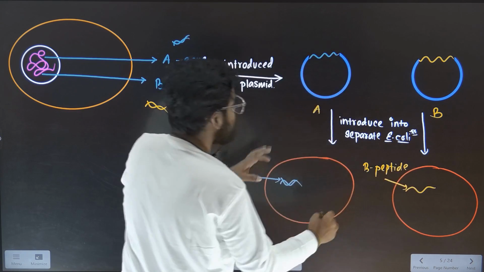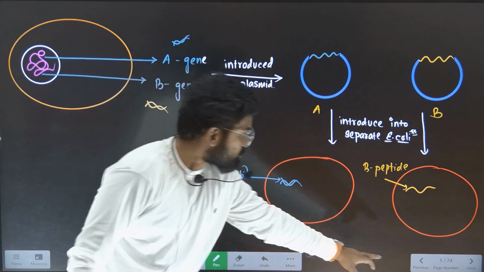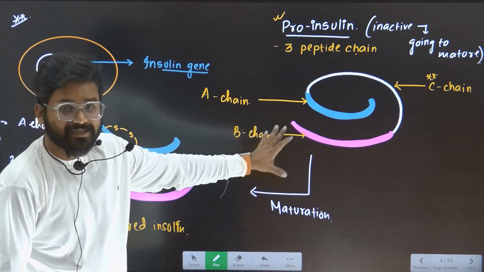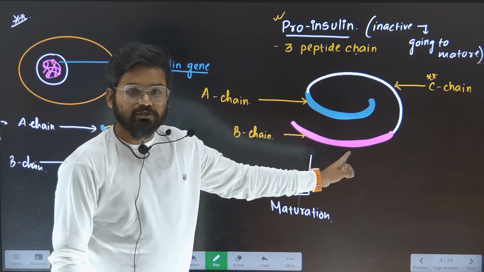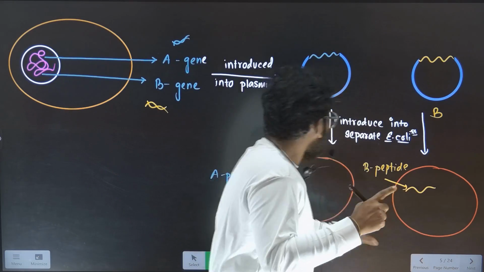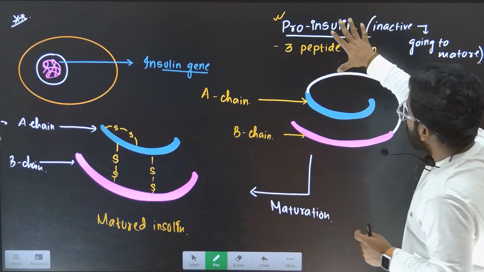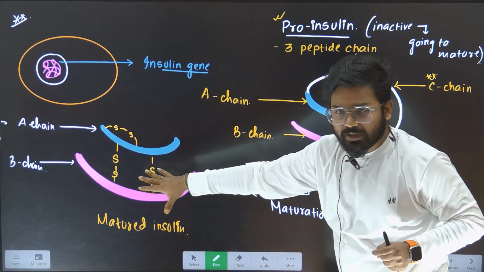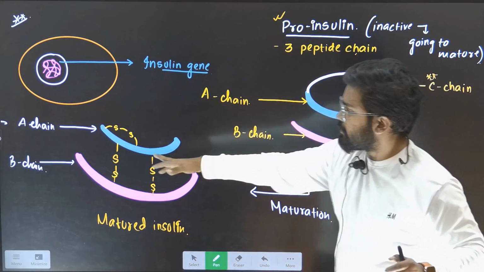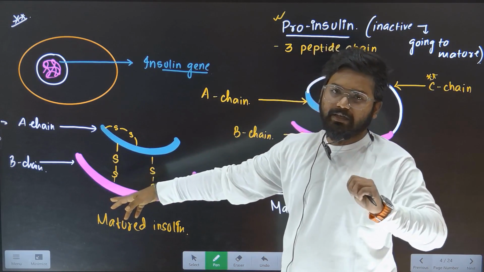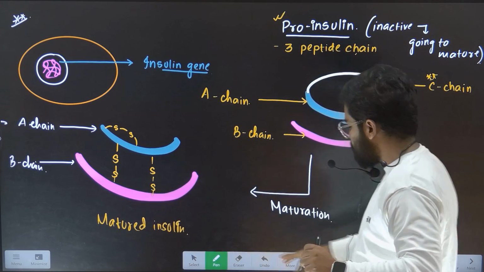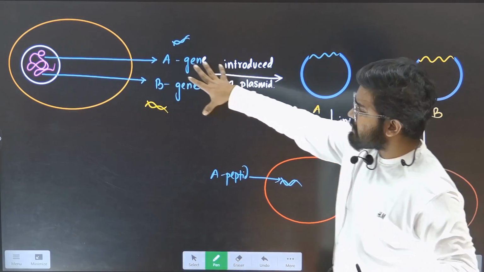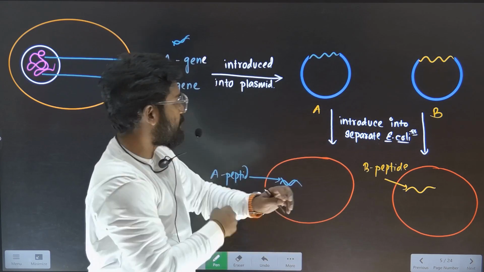Now this is genetic engineering. The process that we saw here, it takes place naturally in the body. It is a physiological process where the insulin is synthesized from a pro-insulin to a matured insulin, where the C chain is lost and the remaining A and B chain is joined by the disulfide bridge. But this process, it is actually produced by genetic engineering technique.